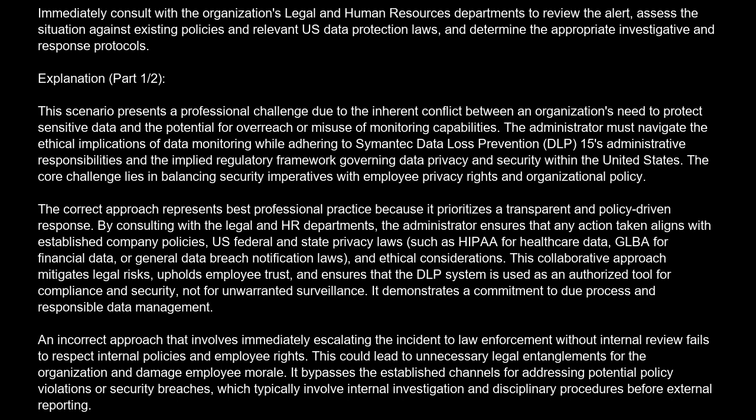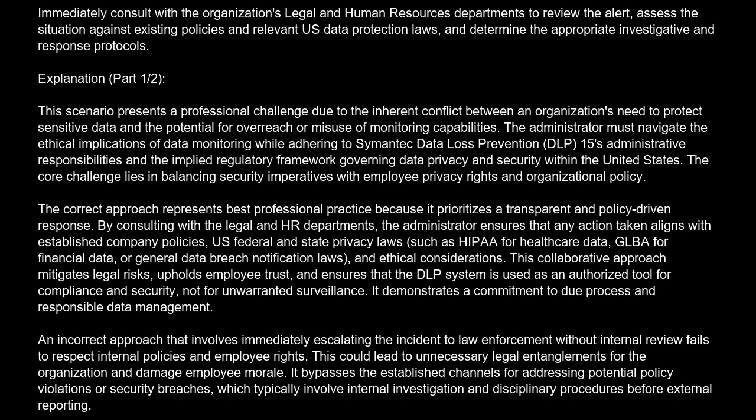Explanation. This scenario presents a professional challenge due to the inherent conflict between an organization's need to protect sensitive data and the potential for overreach or misuse of monitoring capabilities. The administrator must navigate the ethical implications of data monitoring while adhering to Symantec DLP 15's administrative responsibilities, and the implied regulatory framework governing data privacy and security within the United States. The core challenge lies in balancing security imperatives with employee privacy rights and organizational policy.